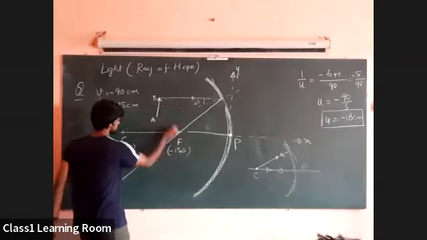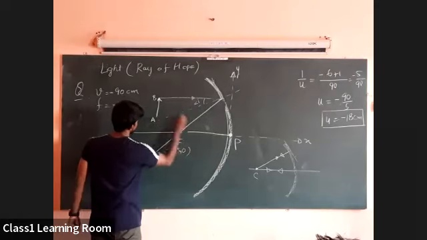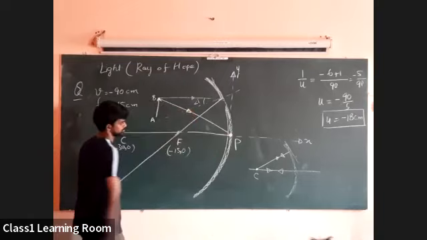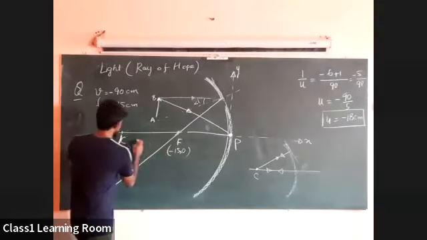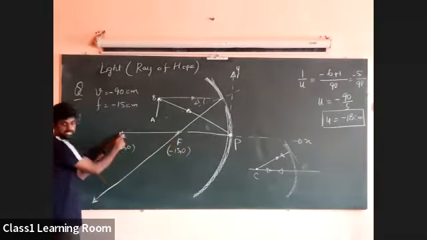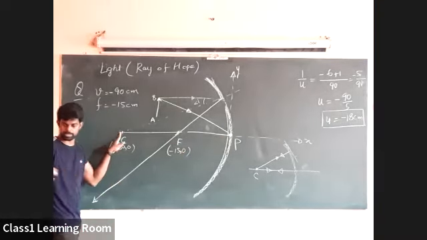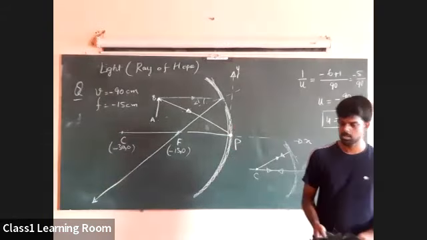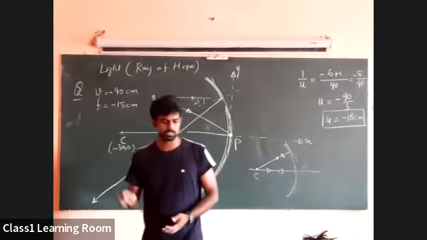So what you can do is pass the light from the pole. So this is against your... any line passing through center of curvature will be normal. Write it down.